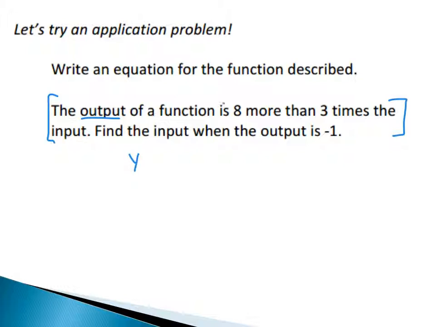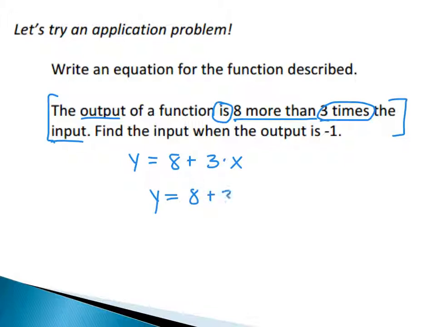The output of a function is, that represents equals. 8 more than. What does 8 more than represent? Well, that means 8 plus 3 times, that means 3 multiplication, the input, so 3 times x. So go back to, again, translating verbal phrases. I need to take that sentence and notice here how I wrote y equals 8 plus 3x. So all I did was write down my function given that word problem. That's a skill that hopefully we can remember from Unit 1.